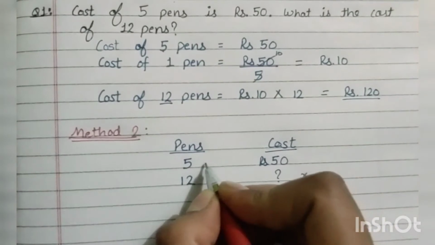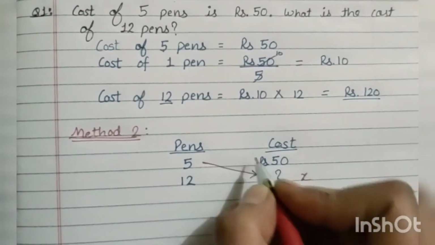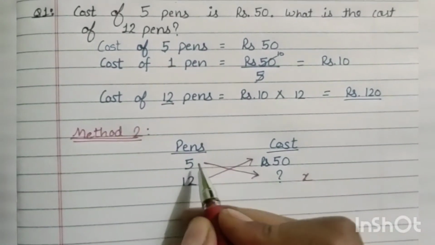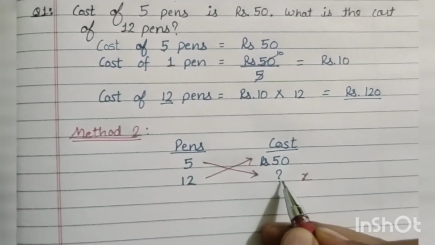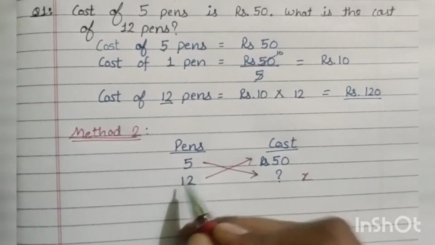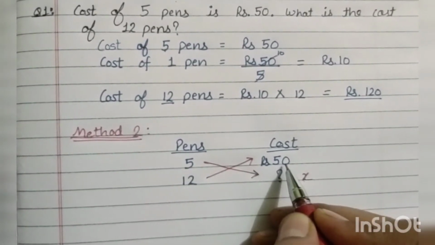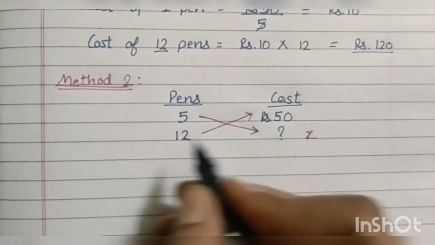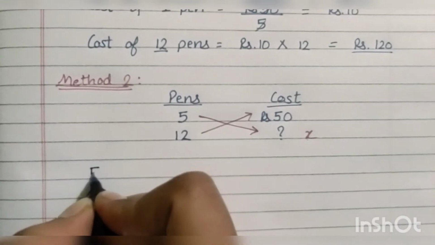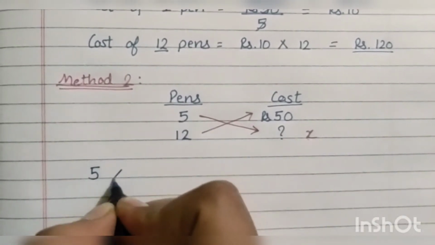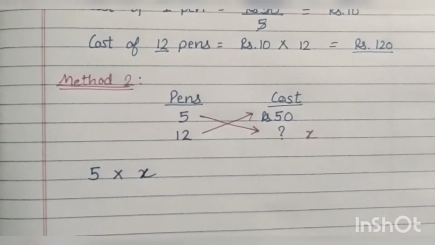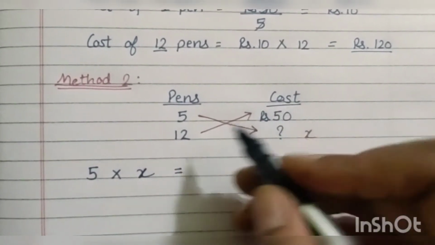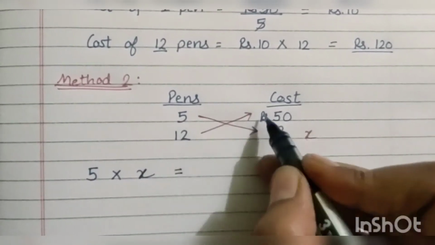Cross multiplication means multiplying by crossing like this. It means 5 will be multiplied by this x and 12 will be multiplied by this 50. So now we can write 5 multiplied by x. See how to write it: we will write first 5 and then multiplied by x. Then we will put equal to, and this must be equal to the multiplication of these two numbers.